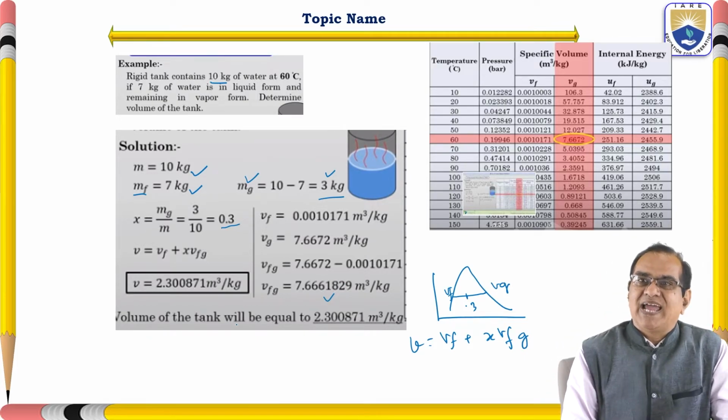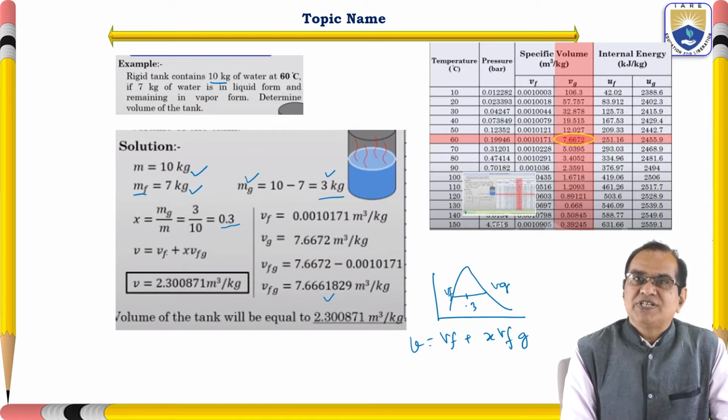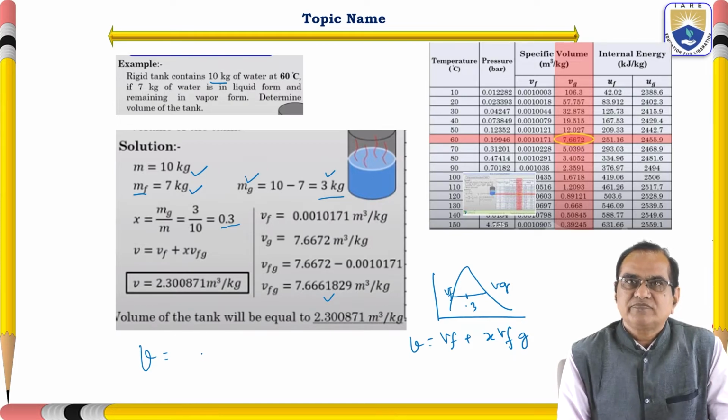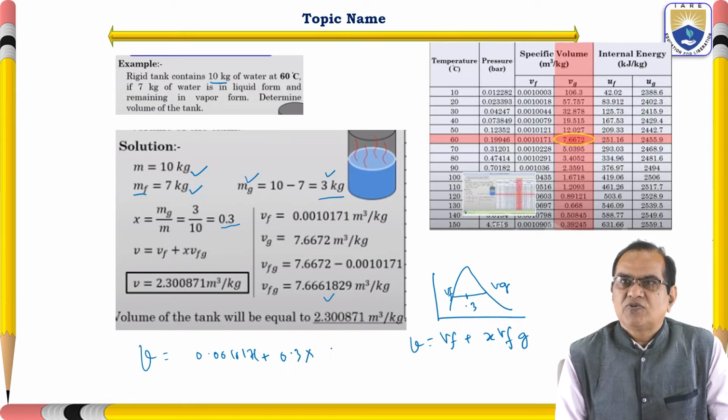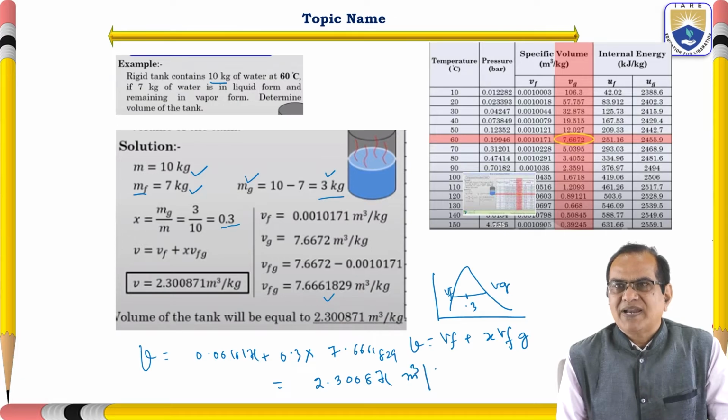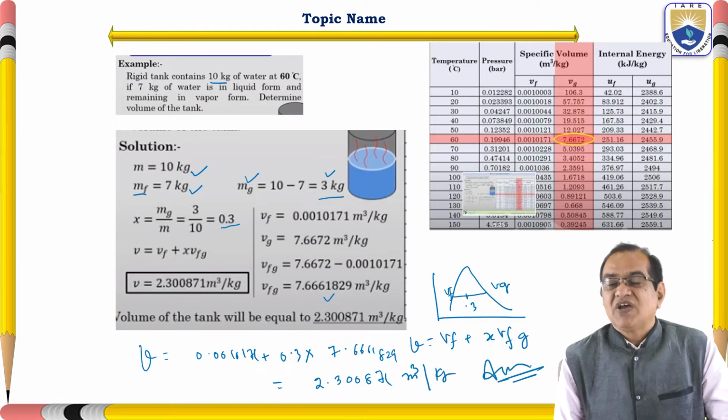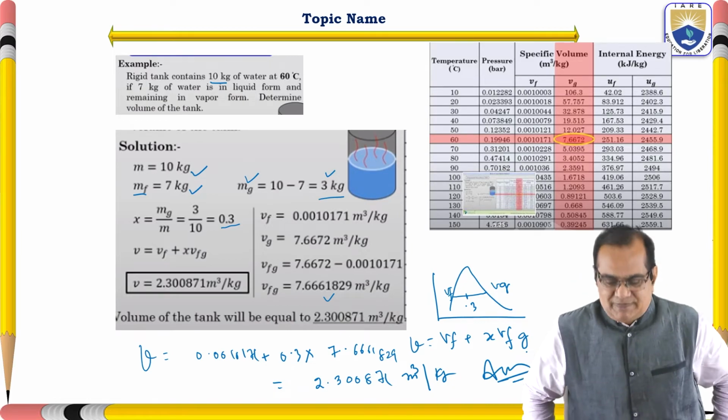So volume of the tank will be, you just put this value here. Volume of the tank V is equal to Vf, 0.0010171, plus x, which is 0.3, into Vfg, 7.6661829. You will get the answer 2.300871 meter cube per kg. This is the answer which we can find with the help of this table.